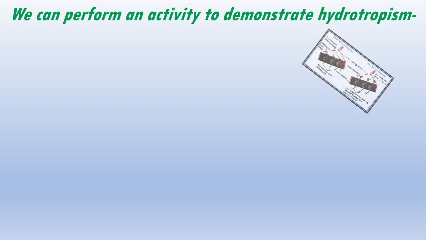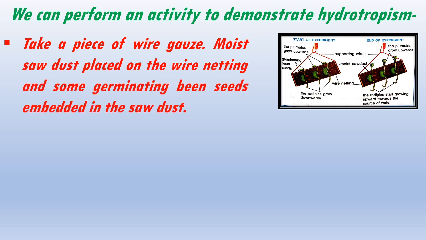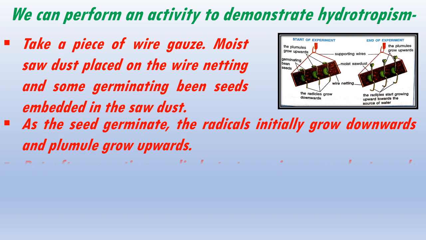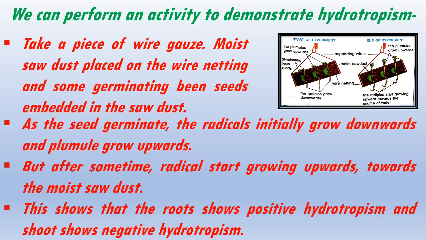For demonstration of hydrotropism, we can perform an activity. In this activity, we will take a piece of wire gauze, with moist sawdust placed on the wire netting, and some germinating bean seeds embedded in the sawdust. As the seeds germinate, the radicle initially grows in a downward direction and the plumule grows upward. But after some time, the radicles start growing upwards towards the moist sawdust. This shows that the roots show positive hydrotropism and the shoot shows negative hydrotropism.